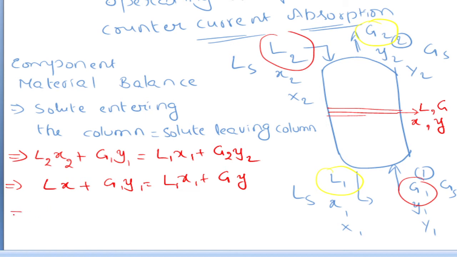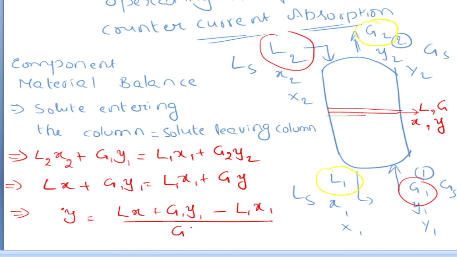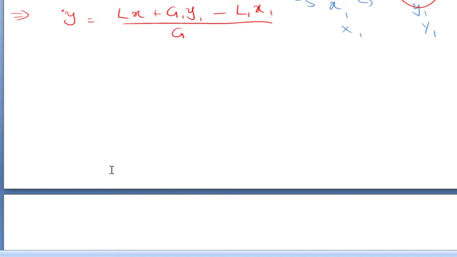So now I can write the equation by rearranging these terms, like this. If I want to write the equation for Y, that means if I want to calculate the composition of the gas stream which is leaving, you can rearrange the terms like this: Lx plus G1 Y1 minus L1 X1 divided by G, just rearranging the terms. So I can again write these terms.